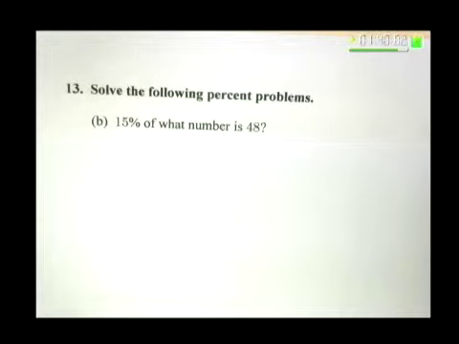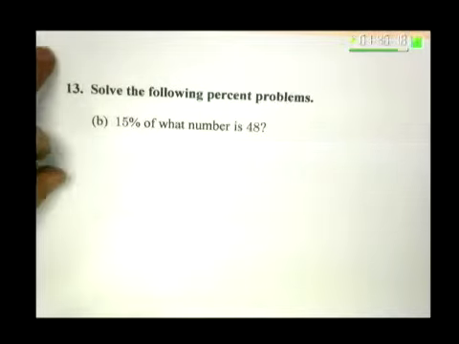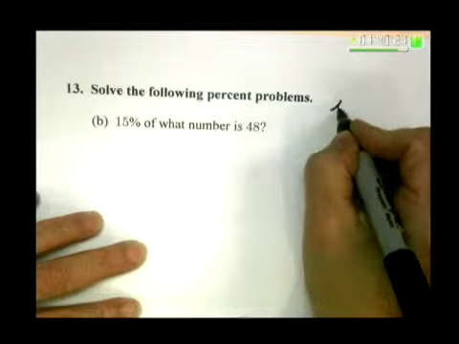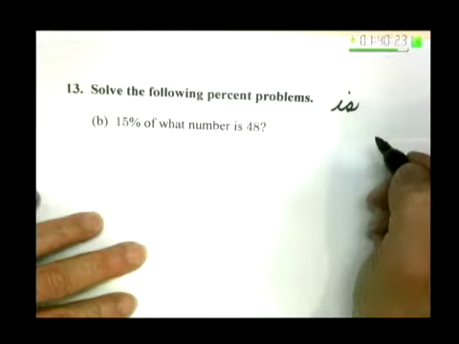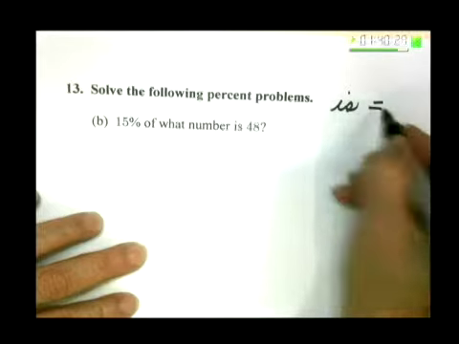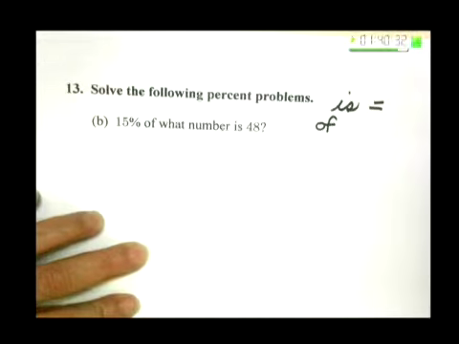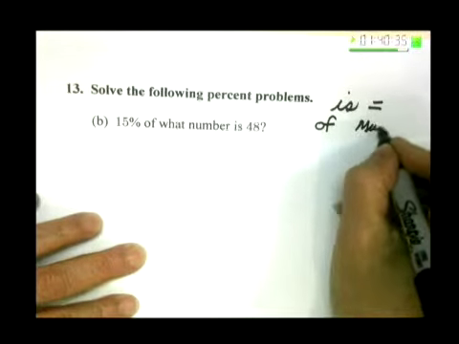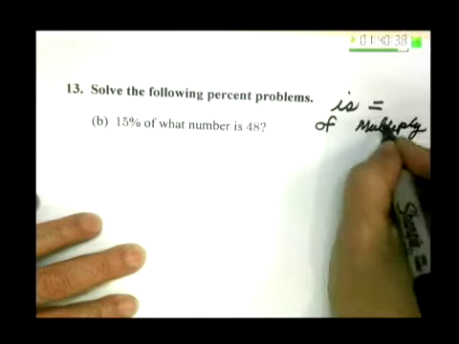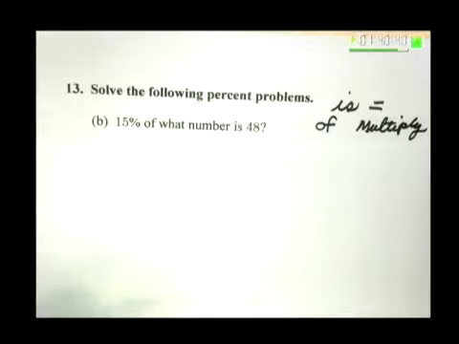Okay? So 13b says 15% of what number is 48? And again, you're not allowed to use a calculator on this test, so you've got to be able to figure out a problem. Here is the hint. When you see the word is, what symbol do you always write? Equal. And this is the tricky part. When you see the word of, that really means multiply. And most people don't get that. Of means multiply.